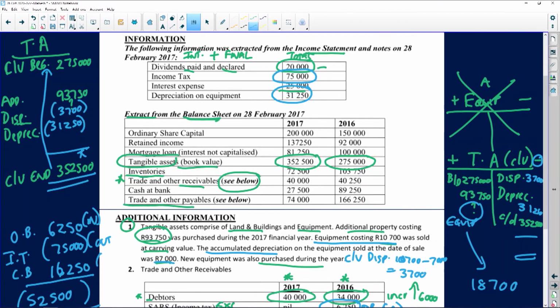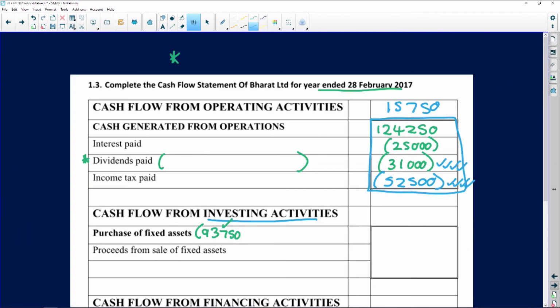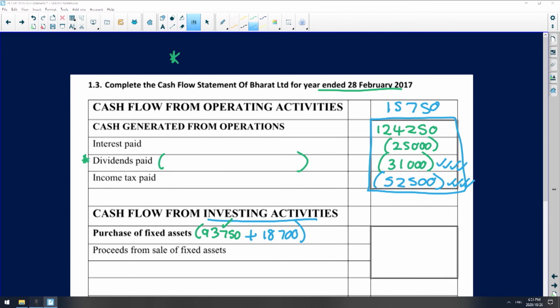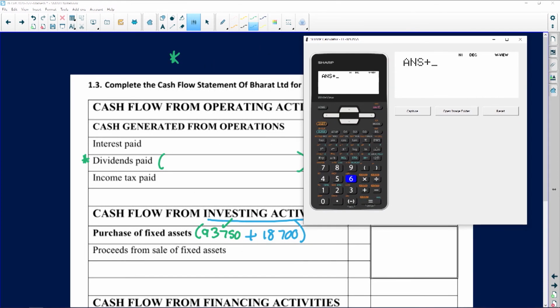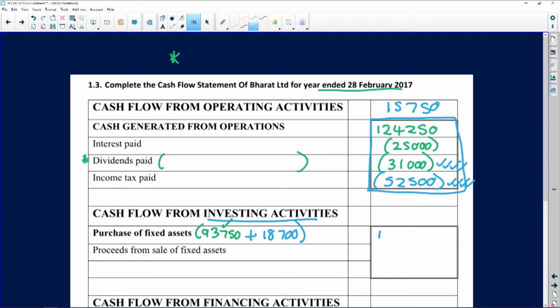So like I said, you decide the T account or the note, whatever works for you. Okay, so the 18,700, we can now fill that into our note plus 18,700, and the total amount that was spent on fixed assets, let's get the calculator out. So 18,700 plus 93,750, and that gives us an amount of 112,450. And remember, that is an outflow of cash because you spent this money on a fixed asset. So money obviously left your bank account.